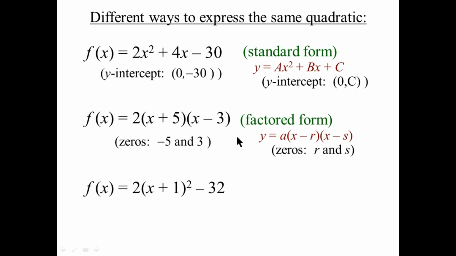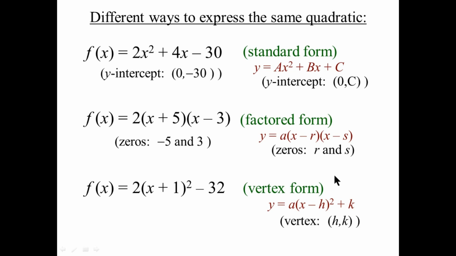Finally, we have this form, which is called vertex form. It's a multiple of a square plus or minus a number. You can recognize it by the squared binomial. Vertex form, in general, a multiple of a square, so a times x minus h squared plus k, where the vertex in general here is (h, k). And so for this particular parabola, which was the same as both of these, by the way, the vertex is at (-1, -32).